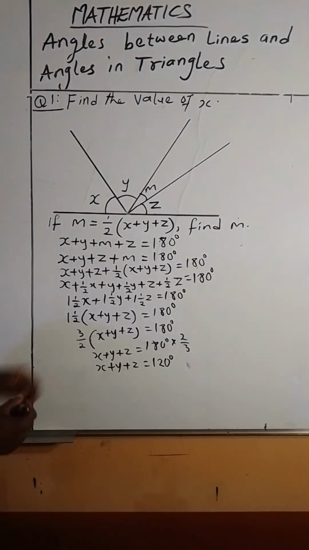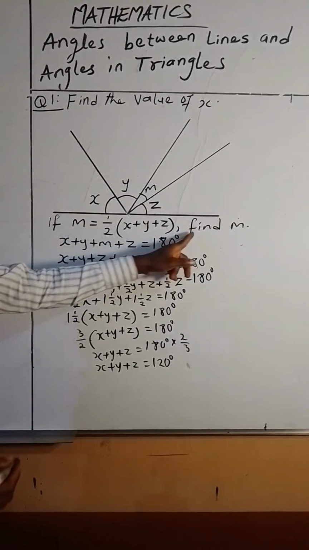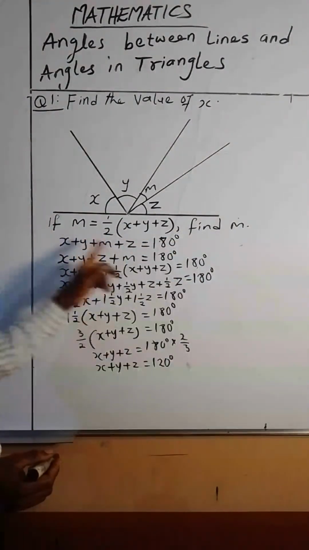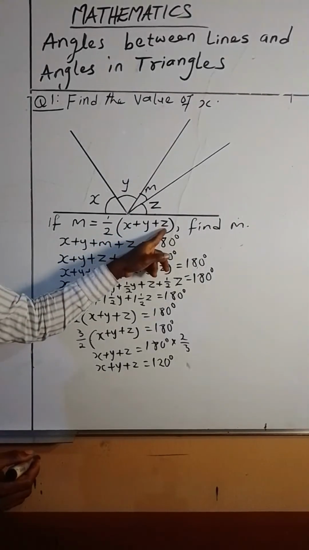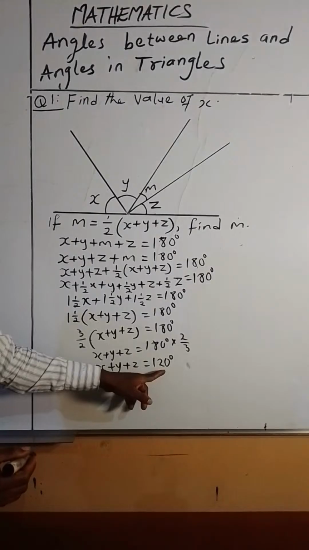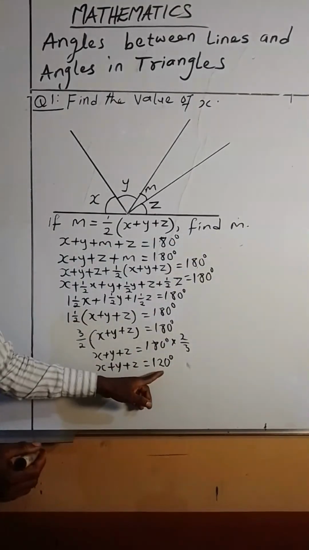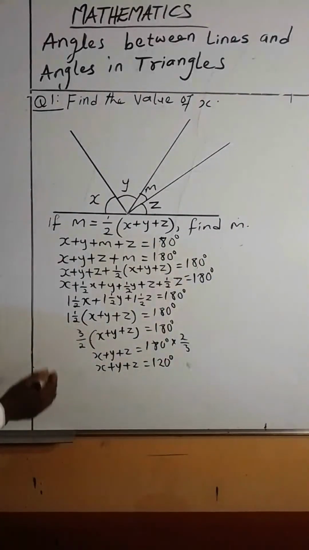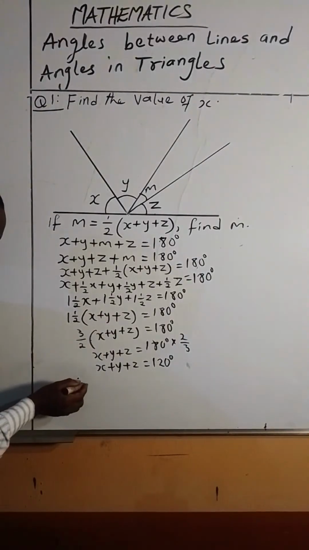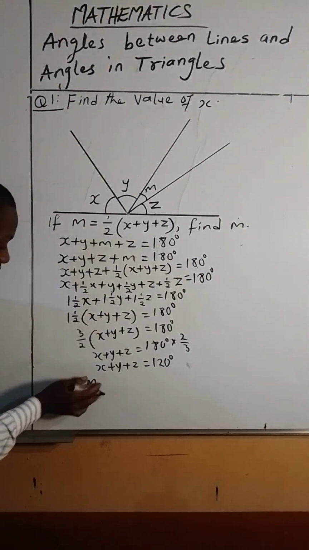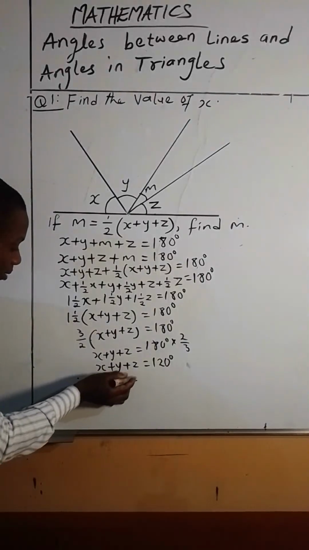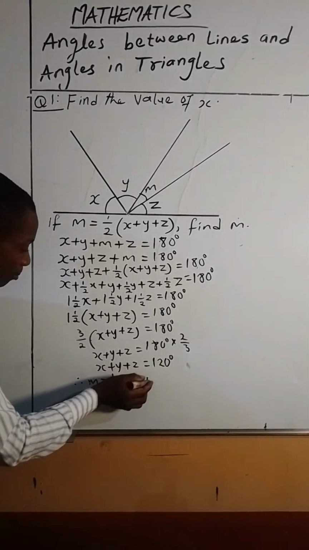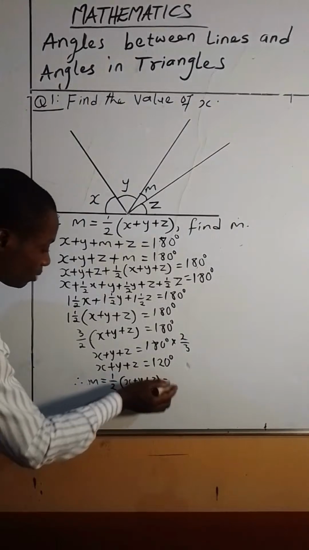plus z. But remember, we are told to find m. So our m is half of x plus y plus z, which means it's half of 120, which means our m is actually 60 degrees. Therefore, please follow me. It therefore means that m, which is now half of x plus y plus z, is equal to what?